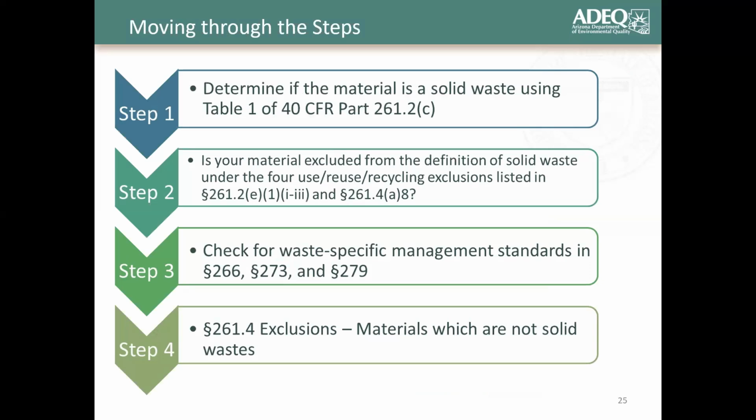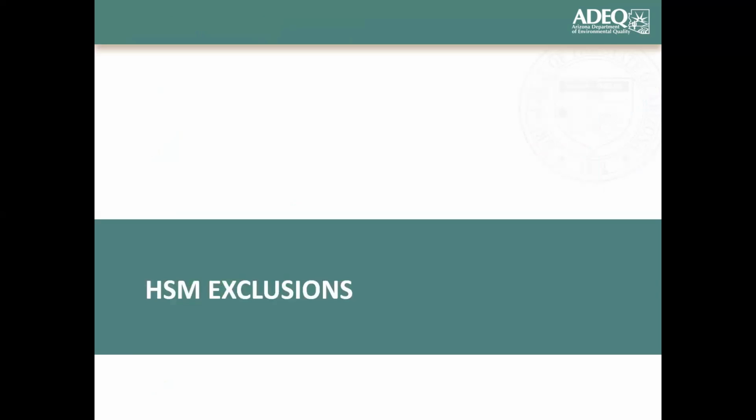Let's not get down on ourselves just yet. We'll follow the steps to see if our waste can be excluded somewhere else. Well, we know that step 2 doesn't apply because the filter sludge is not directly reused without first being reclaimed. In step 3, we don't see wastewater treatment sludge as a specific waste stream with its own management standards. But in step 4, we notice the HSM exclusion, the hazardous secondary materials transferred for the purpose of reclamation. Oh boy, are you ready? HSM exclusions. Now we finally take a look.